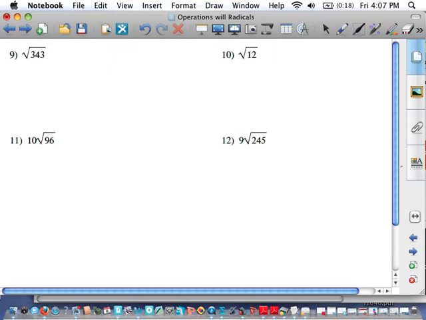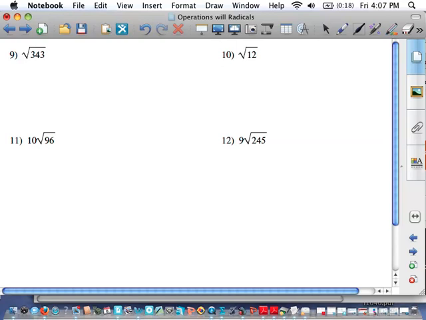Number 9, now this one's getting a little trickier. 343. I'm not going to try to divide that by an even number. That wouldn't make sense because I know it ends in an odd number. So I'll take 343 divided by 3. I don't get anything there. 343, I'm not going to bother with 5. It doesn't end in a 5. So I'll go to 7.